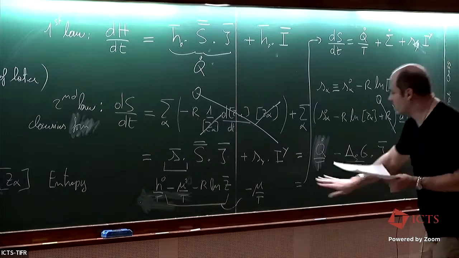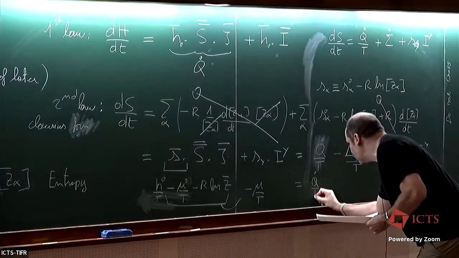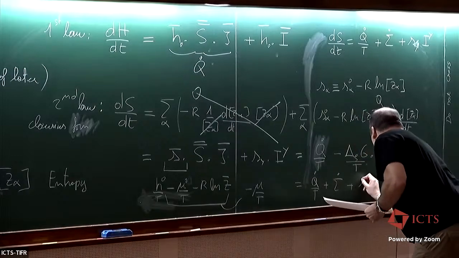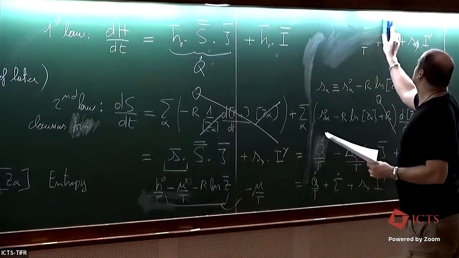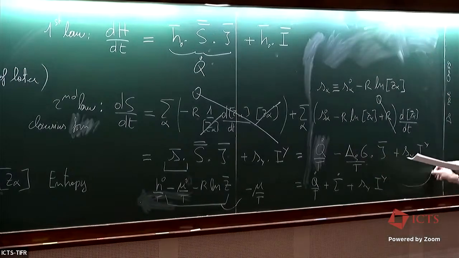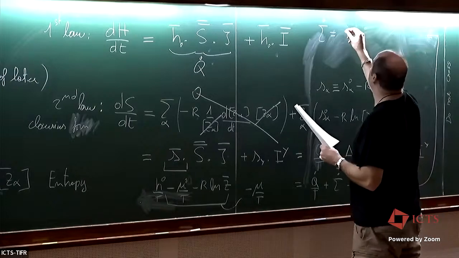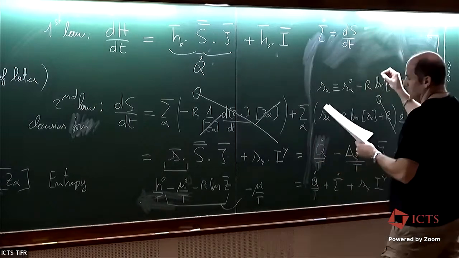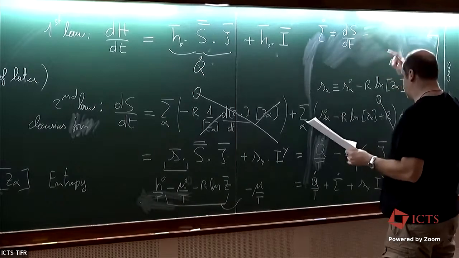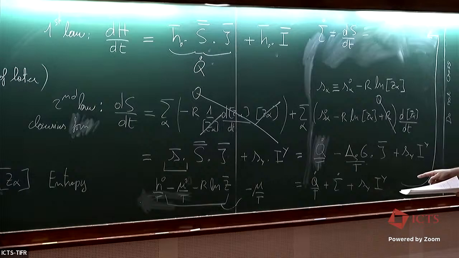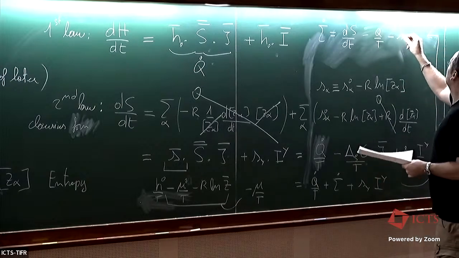Is it clear? Maybe let me simply rewrite what I just wrote here. Q dot over T plus entropy production plus S_Y I_Y. Here I simply reordered the equation to make it look more second law-like. So this means that entropy production is entropy reduction: dS/dt minus Q dot over T minus S_Y I_Y.